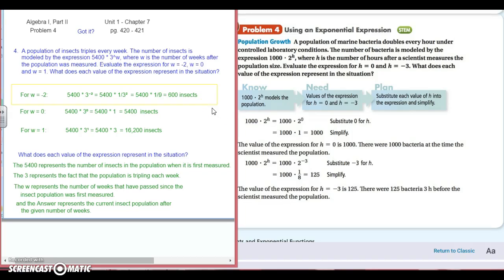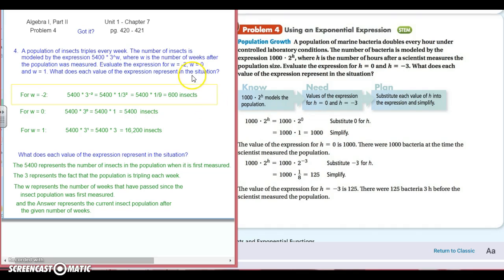This is Algebra 1, Part 2, Unit 1, which is Chapter 7, Problem 4, the Got It, on pages 420 to 421. A population of insects triples every week. The number of insects is modeled by the expression 5,400 times 3 raised to the W power, where W is the number of weeks after the population was measured. Evaluate the expression for W equals -2, W equals 0, and W equals 1. What does each value of the expression represent in the situation?